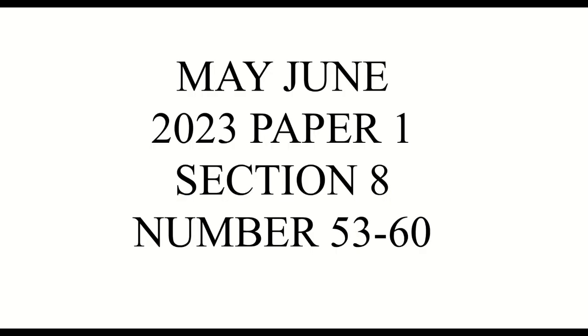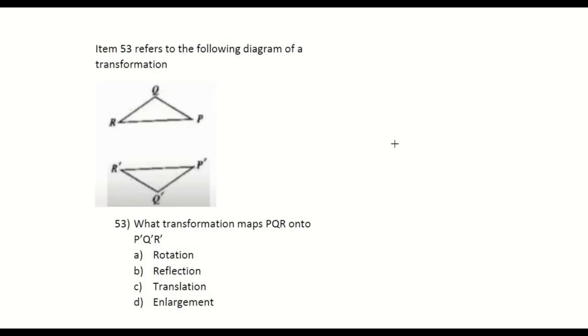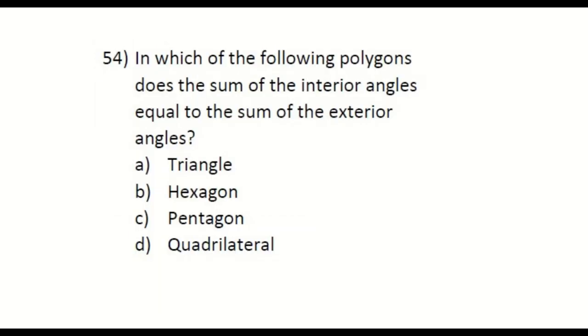Let's look at May, June 2023. Paper 1, section 8, numbers 53 to 60. What type of transformation maps PQR to image PQR? That is a reflection, so B. In which of the following polygons does the sum of interior angles equal the sum of the exterior angles? The sum of exterior angles is 360. That is a quadrilateral, right?